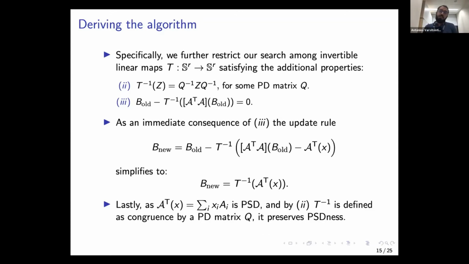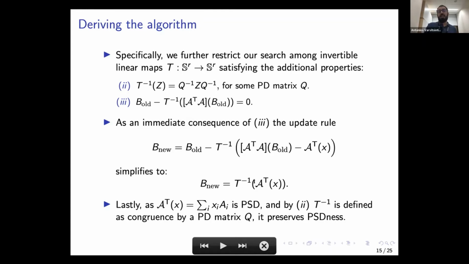Okay, and now the last thing here to notice is that if you work out what A transpose X is, A transpose X just basically forms a conic combination of the AIs. Remember the AIs have been updated in the previous step and they are PSD. The vector X is the jth column of the input matrix, which is non-negative. So this is a conic combination of positive semi-definite matrices, so this is itself a PSD matrix.